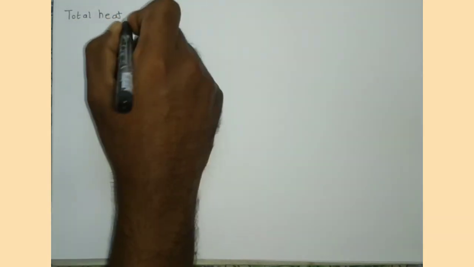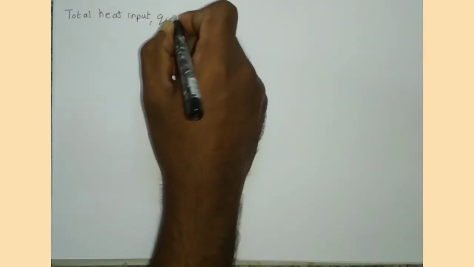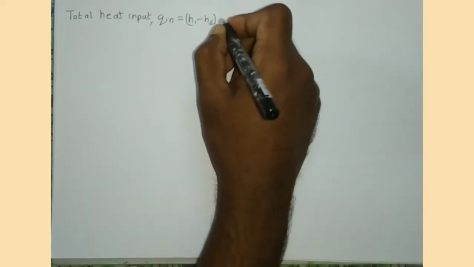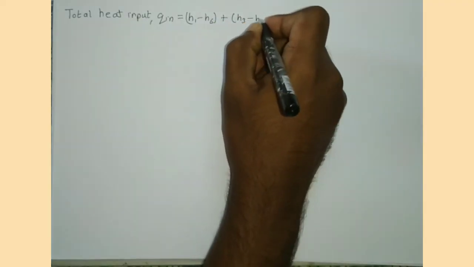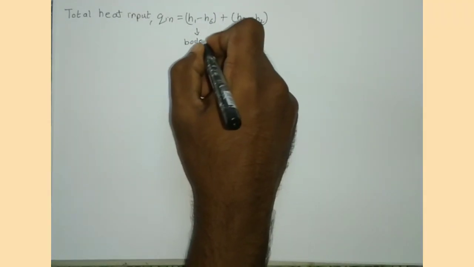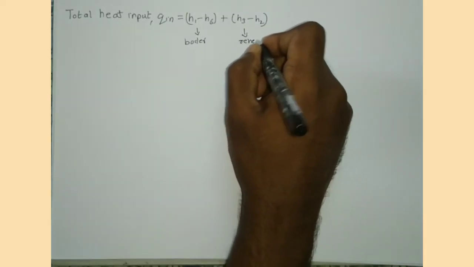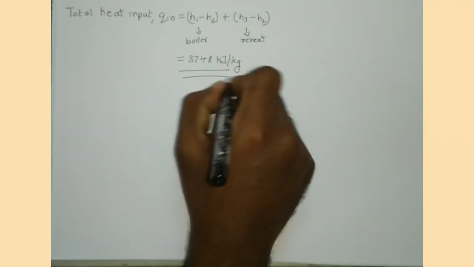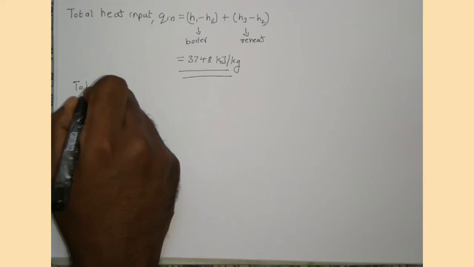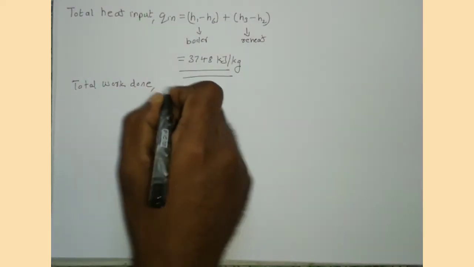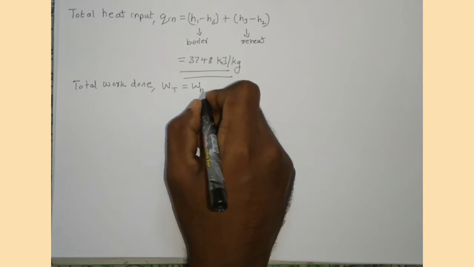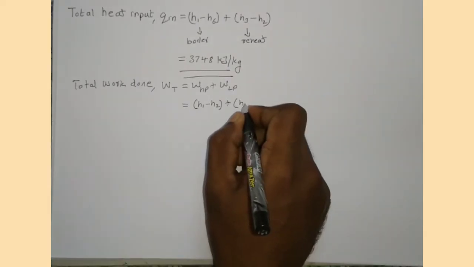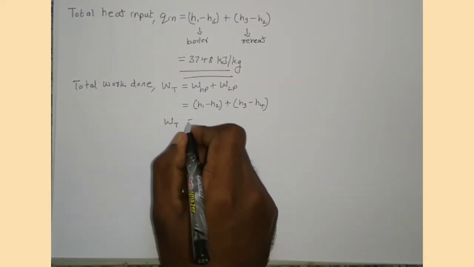Okay, now the total heat input Q in equals H1 minus H6 plus H3 minus H2. H1 minus H6 is heat added in the boiler and H3 minus H2 is reheat. After substituting values we will get total heat input as 3748 kilojoule per kilogram. And the total work done, that is work done by the turbine, WT equals work done by the high pressure turbine plus work done by the low pressure turbine, that is H1 minus H2 plus H3 minus H4.